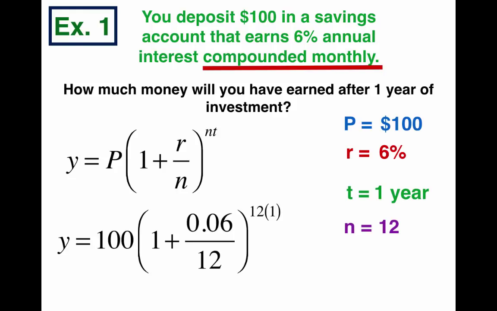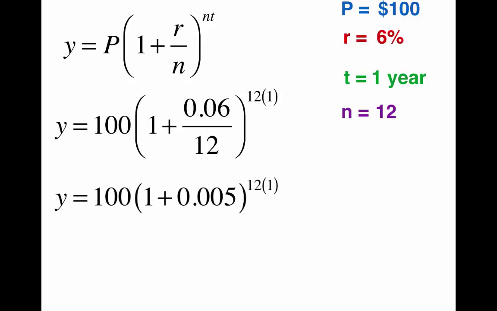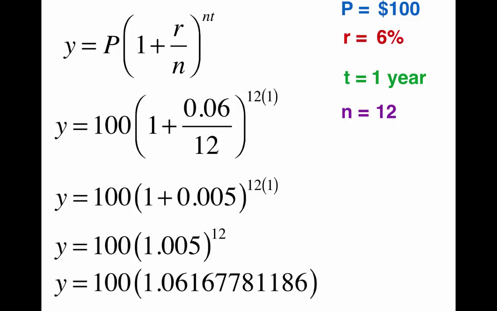So it's going to be Y equals 100(1 + 0.06/12)^(12 times 1), where we made 6% a decimal, 0.06. Now, here's our setup. We've got to solve and simplify. I'm going to start with the inside of the parenthesis first. 0.06 divided by 12 is 0.005. So I'm going to add 1 to that and get 1.005, but it's to the 12th power. Using my calculator, I'm going to type in 1.005 to the 12th power, which is some huge decimal.